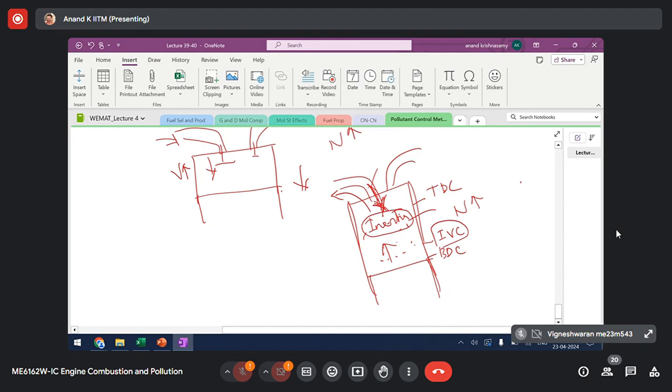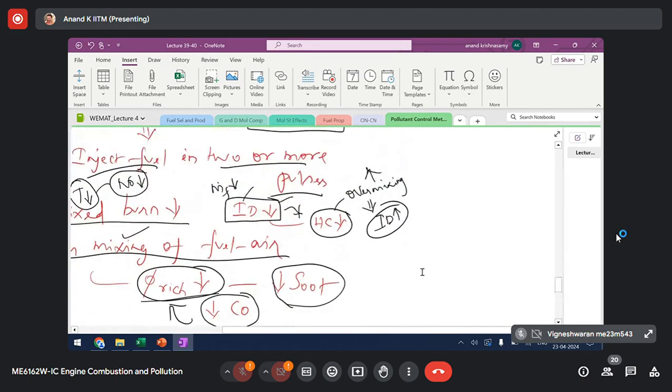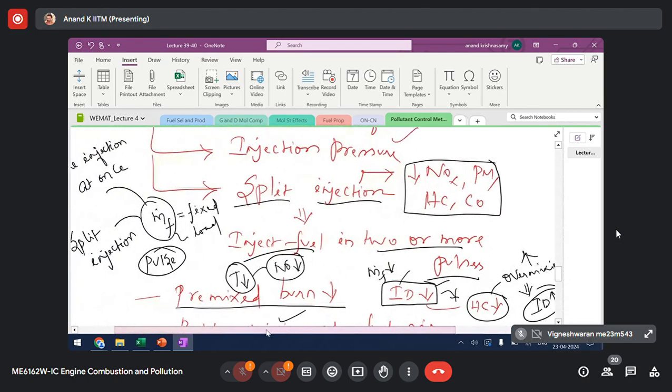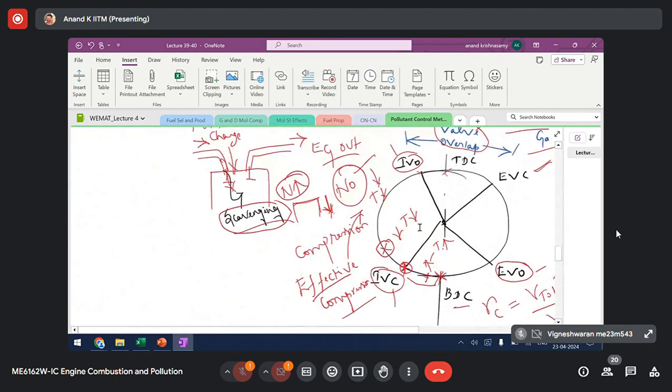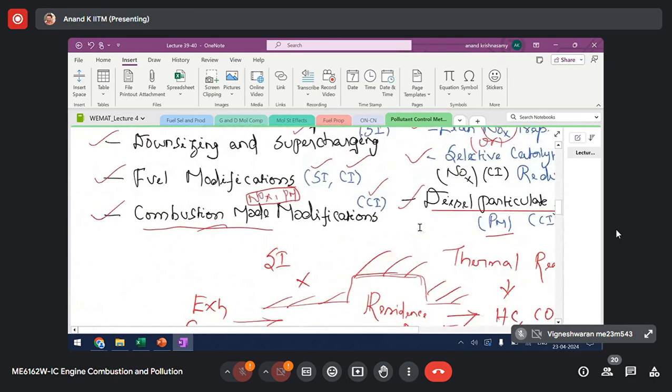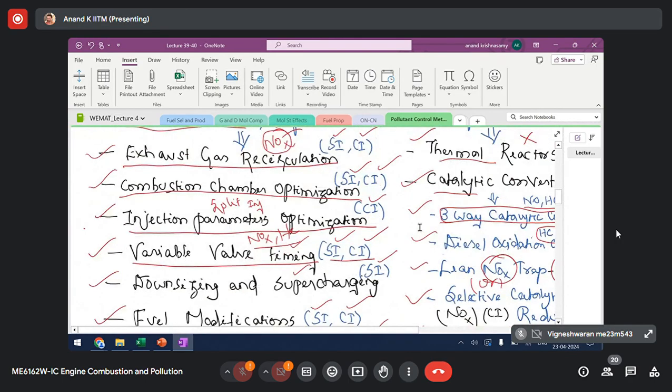Yes, sir. So based on the speed, you also have to do the valve timing change, because otherwise it may result in backflow of fresh charge into the manifold. It won't allow the charge to enter and fill in. Basically, the intake process is a filling-in process. So you have to carefully fix the IVC timing because it should not cause any backflow.